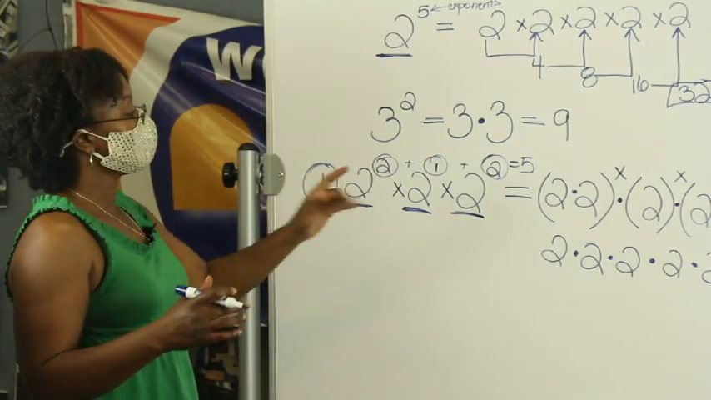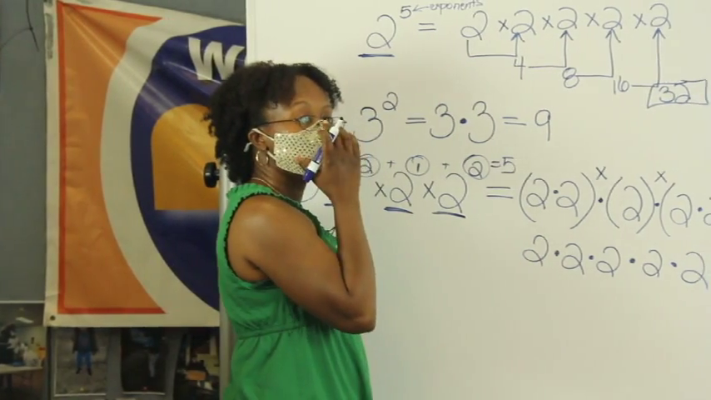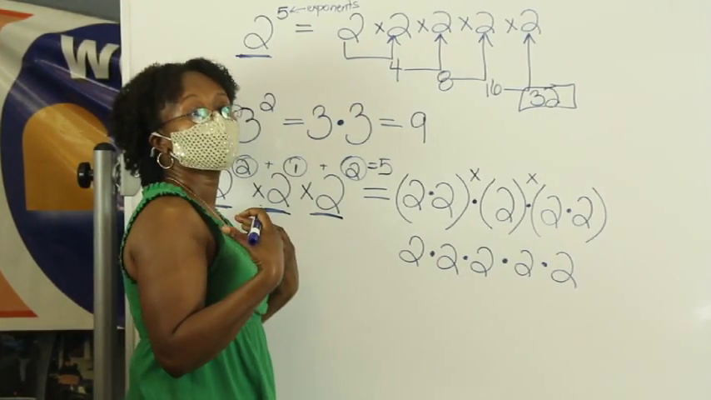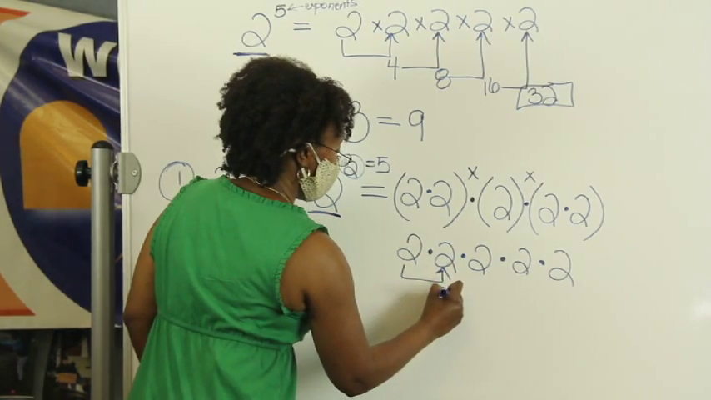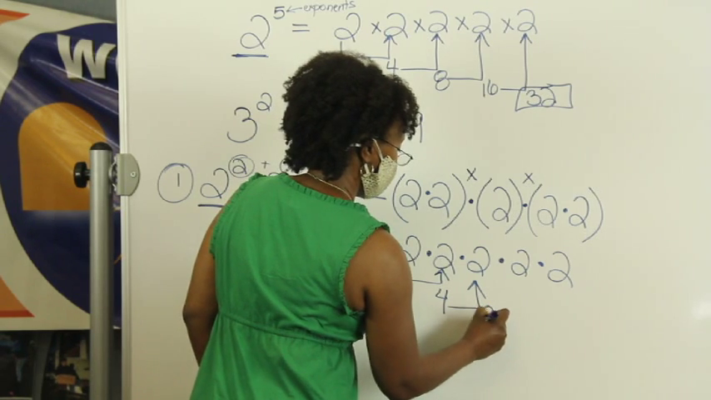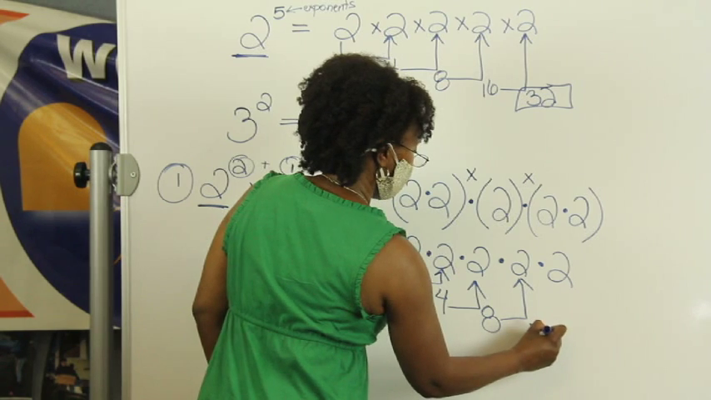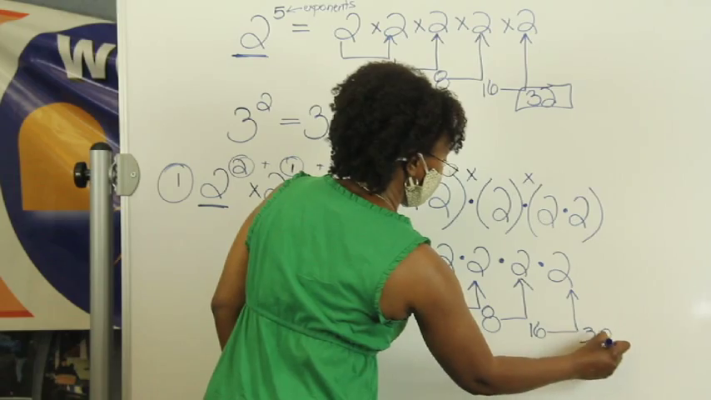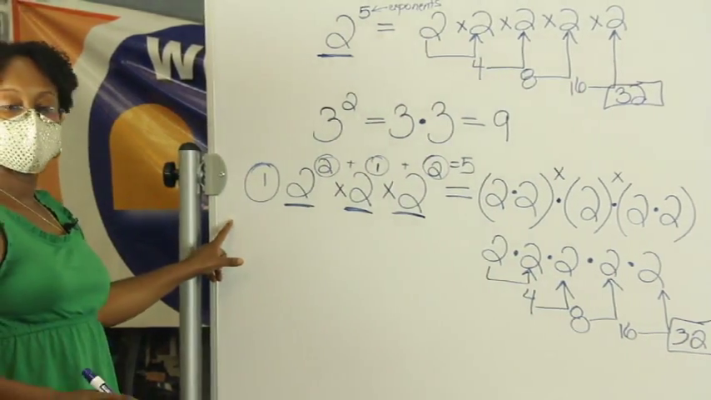So let's remember how to solve it. If you don't have a calculator or you prefer to use your brain, which I'm used to doing, and I love math, so I do that. 2 times 2 is 4. 4 times 2 is 8. 8 times 2 is 16. And 16 times 2 is 32. And we have our answer. So that wasn't too bad, was it?